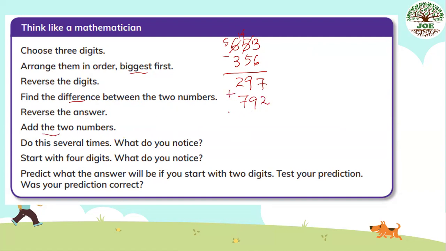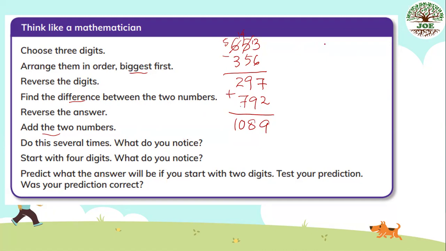Okay, we have to add them again. 792 plus 297 is 1089. Do this several times. What do you notice? Okay, this is 3-digit and we end up with 4 digits. What do you notice? Okay, let's do another one.